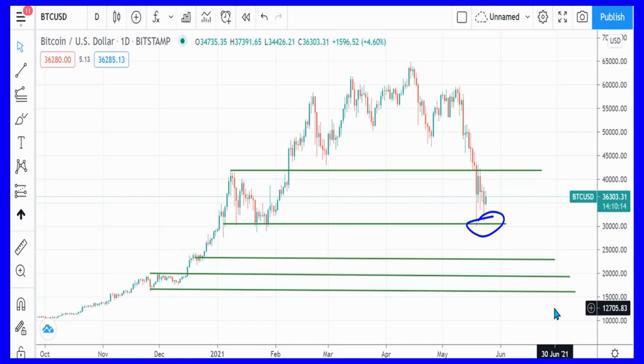So with that, I hope I've given you a good idea of what's going to happen. This is all forecast, this is all prediction that's coming from me, and buy and sell at your own risk. This is just analysis.